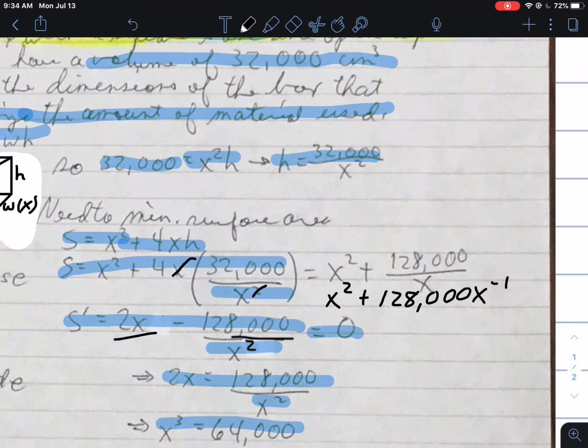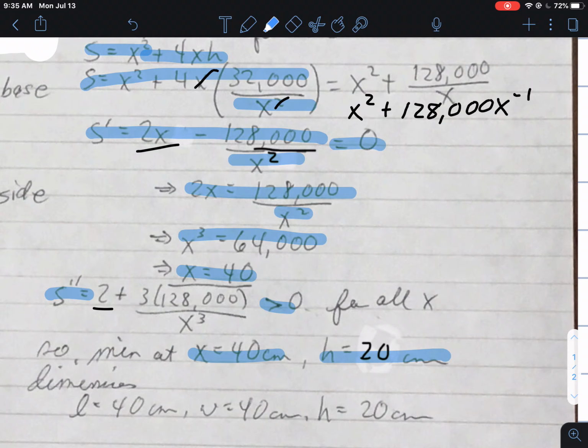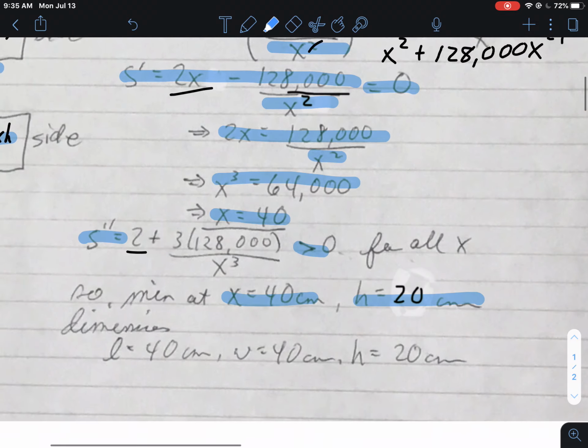So there's our x that we found, and here's our h that we find by back substitution. Now remember, x represents two of your dimensions. x was the length and the width. So we want the dimensions of the box that will minimize the amount of material. Length and width would both be 40 centimeters, and our height would be 20 centimeters. Okay? So that gives you a few examples of these optimization problems.